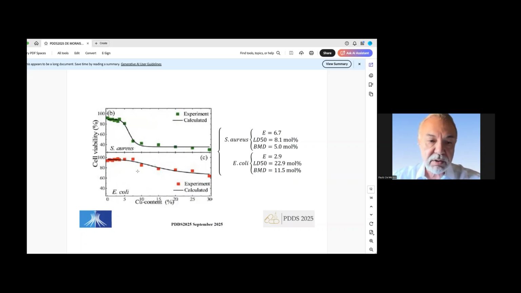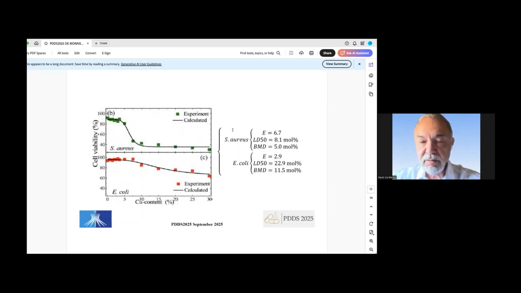In the lower part, the red symbols is the test by E. coli. You can see the tests are quite different, the results. So the tin oxide doped with copper has a higher efficacy for S. aureus than it has for the E. coli. The black solid lines you can see in both plots represents the best curve fitting of the data.